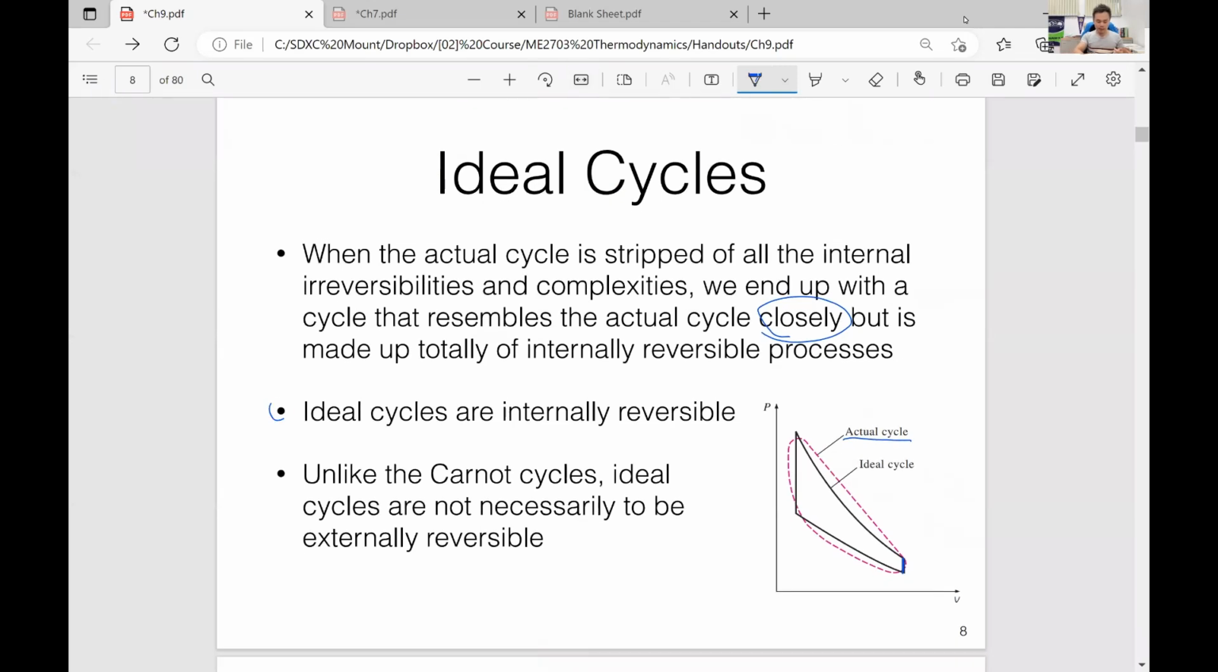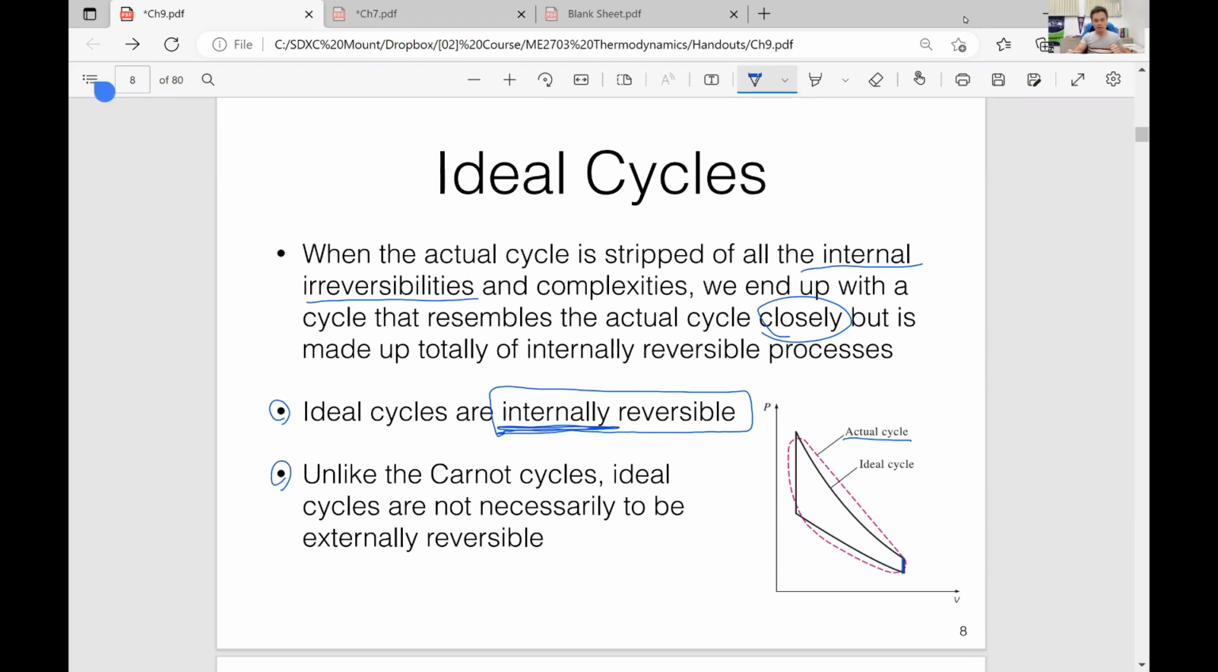So ideal cycles are internally reversible, just internally reversible. We don't care what happens outside of the system. We just care what happens inside the system, and we assume there are no internal irreversibilities. So inside the system it's reversible, and in this case it's just internally reversible.